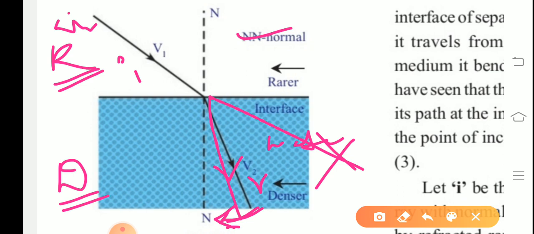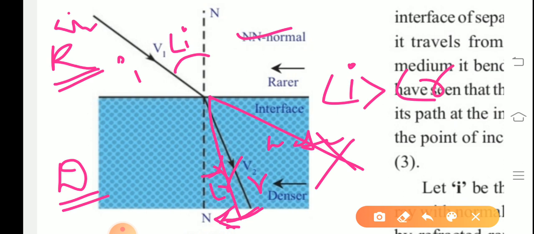Because here if you take angle I and angle R, the angle between the normal and the incident ray is angle I, and the angle between the normal and the refracted ray is angle R. We can find that here angle I is greater than angle R. Right? Angle of incidence is greater than the angle of refraction. So at this condition, the refracted light ray bends towards the normal. Then what happens if angle of incidence is less than angle of refraction?